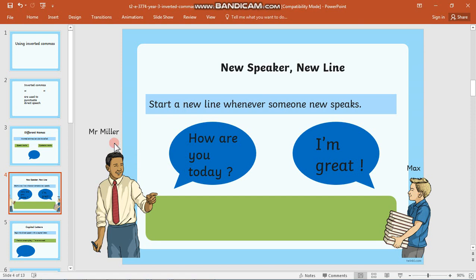In these examples, the direct speech is inside each of the speech bubbles. So here, "How are you today?" Mr. Milner is asking. "I'm great," Max has replied. I'm now going to type this up so I can see what this looks like. I must start with an inverted comma because all of the direct speech that Mr. Milner has said needs to go inside the inverted commas.